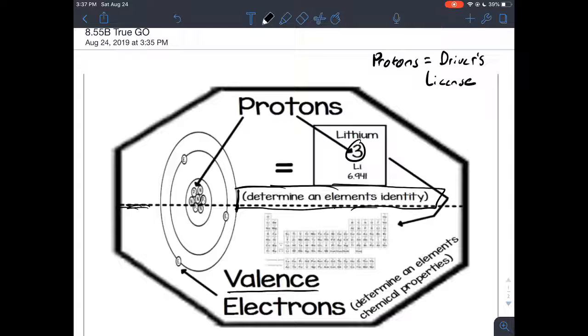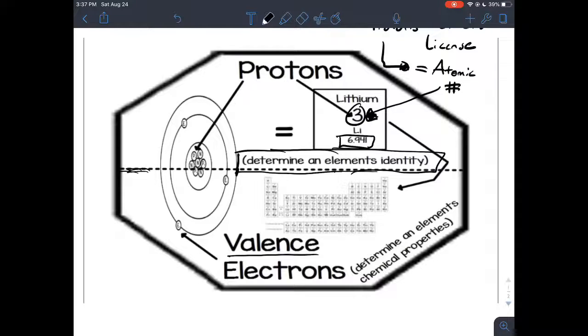Another key thing we need to write is you get your number of protons from the atomic number. And then I want you to draw an arrow to it. This is the atomic mass. The bottom decimal number is the atomic mass. The atomic number is the whole number. It is the number of protons. It is the driver's license of the atom.